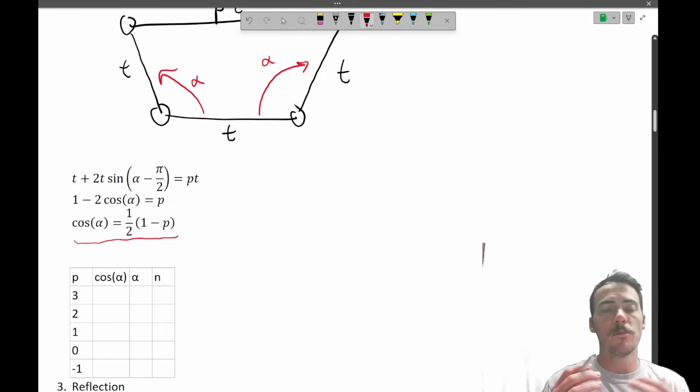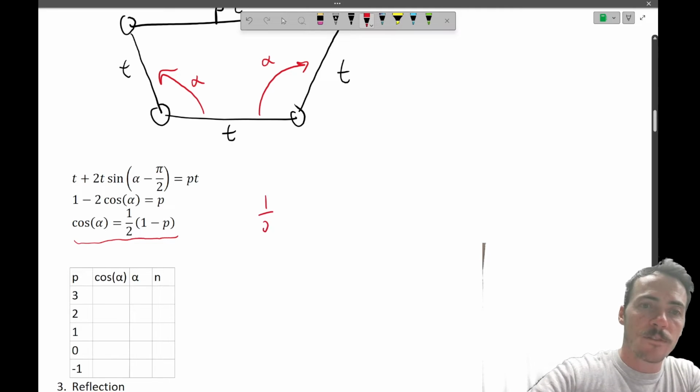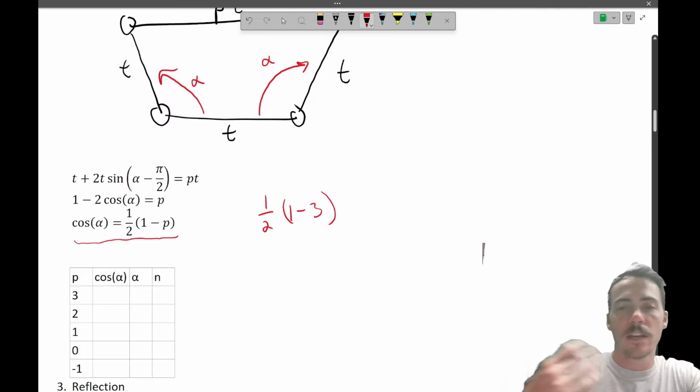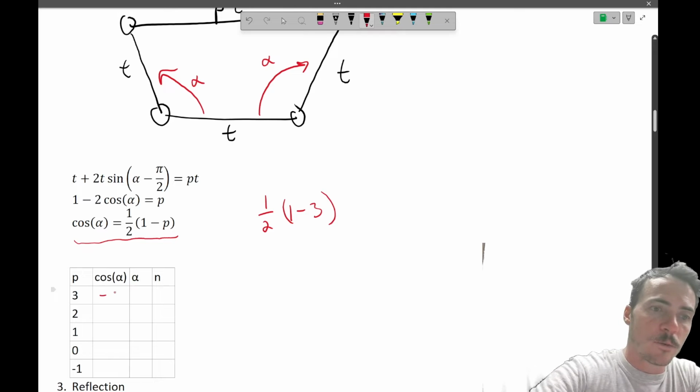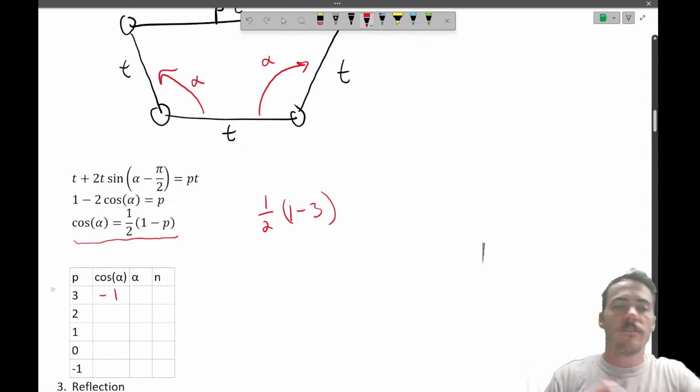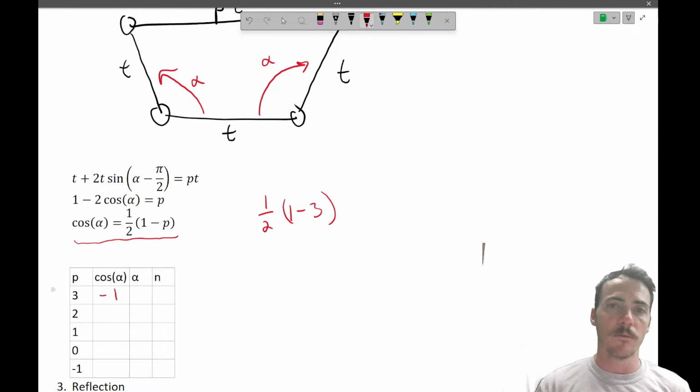For example, if we put in the value of 3 for p, then it's 1/2 times 1 minus 3. So that's -2 times 1/2, so that is -1. Okay, so this whole thing equals -1. So what value of alpha corresponds to cosine of alpha being equal to -1?